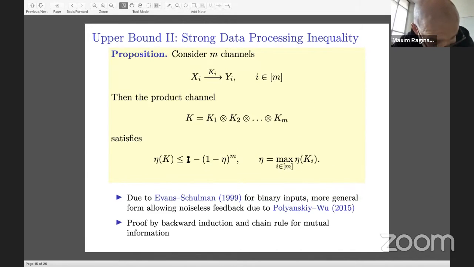As you can see, this quantity, the upper bound, converges to 1 when the number of channels goes to infinity, for example, which is useful, right? So the more parallel channels you use, the more informative you can be. And the first bound of this sort for binary inputs and binary symmetric channels is due to Evans and Schulman in that paper about noisy Boolean circuits. And then Polyanskiy and Wu generalized it to a great extent, in particular allowing even noiseless feedback, right? And the proof is fairly simple. It's by backward induction and by the chain rule for the mutual information.